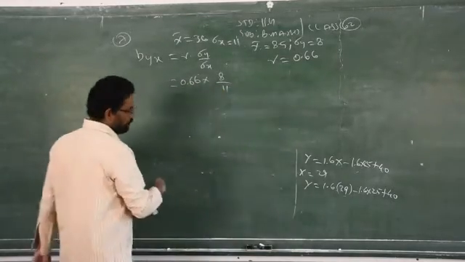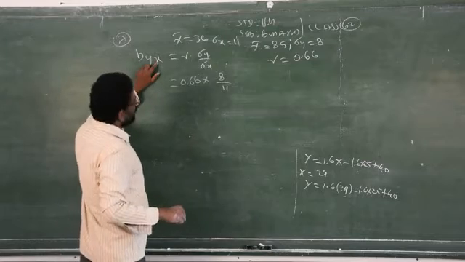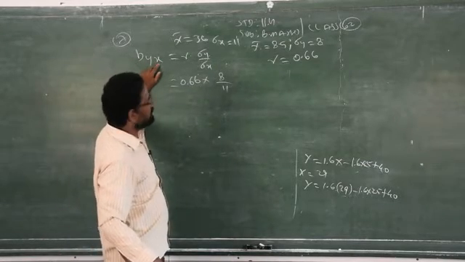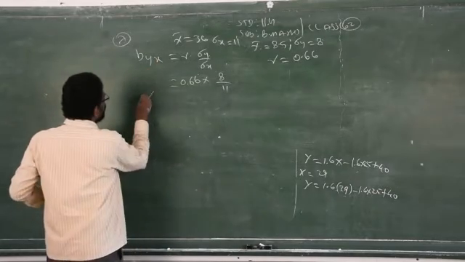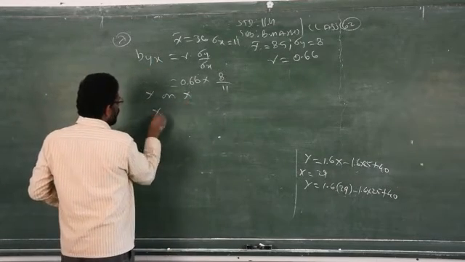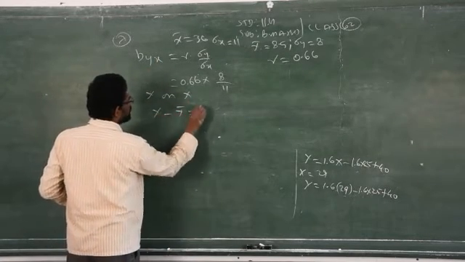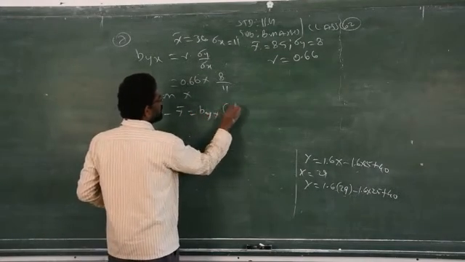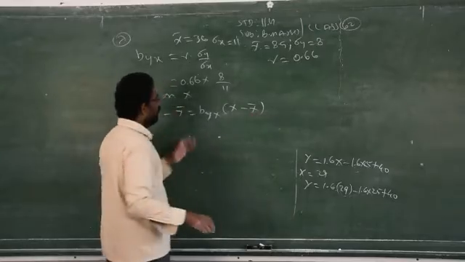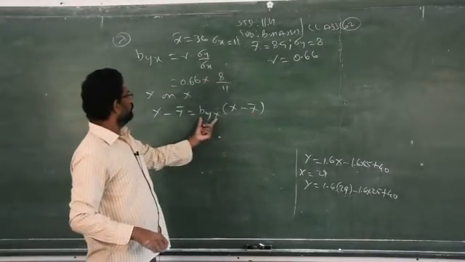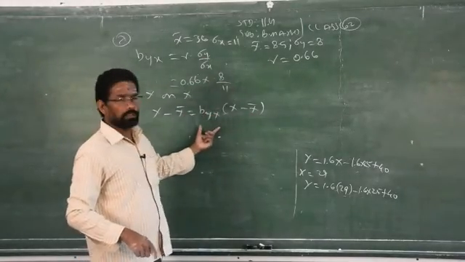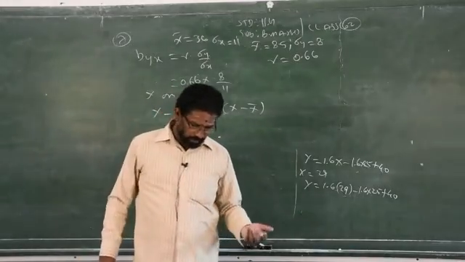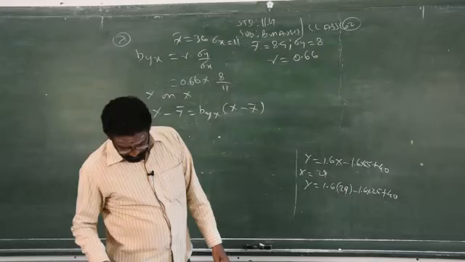Then find out Byx, because it is given only y, so Byx is enough. You have to find y on x. Y minus y bar is equal to Byx into x minus x bar. All the information is given. To find Byx, just substitute and simplify, you will get the answer. After that, you have to replace x by how much? 10. You will get the required answer.